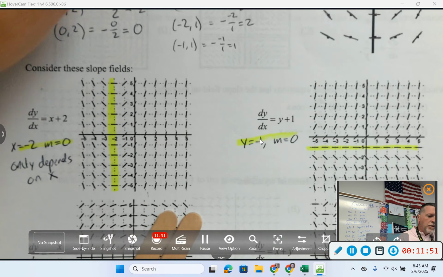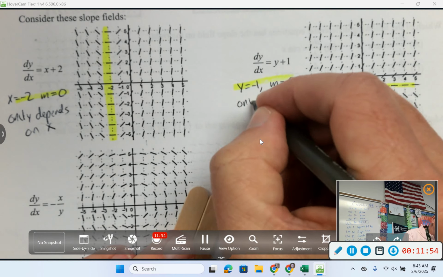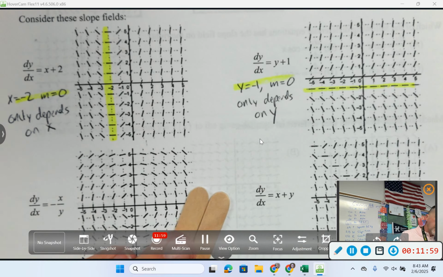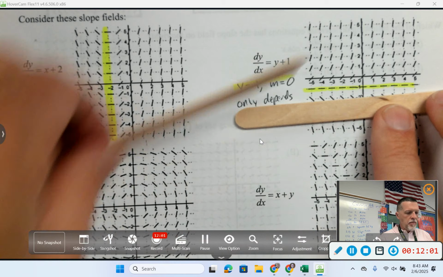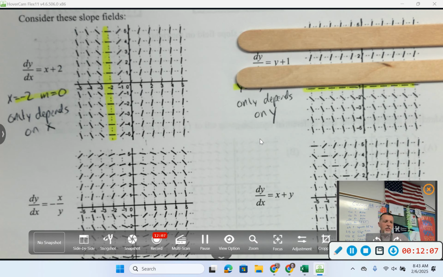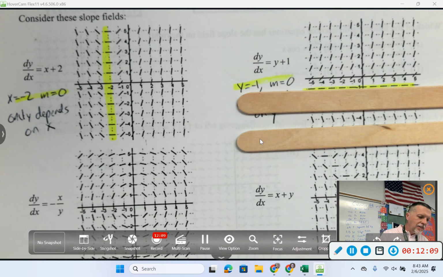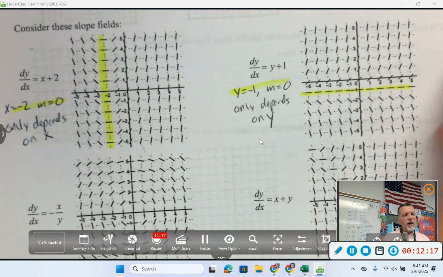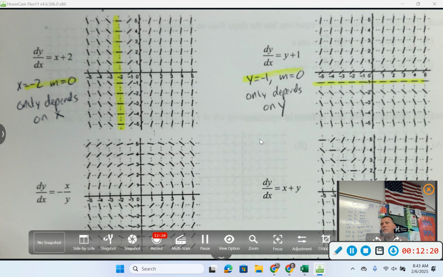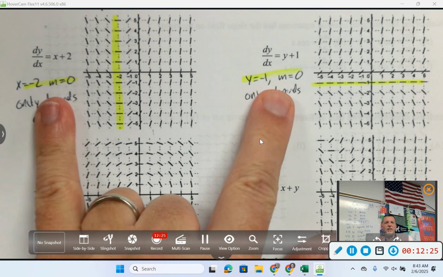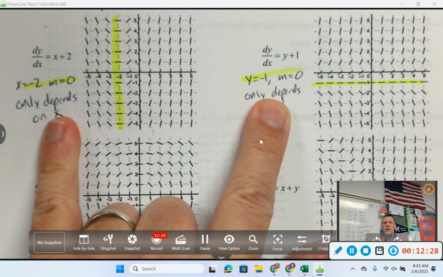And then a similar thing can be said for this one, it only depends on y. Kind of the same thing. If you look across, so as x changes, the slope doesn't change. You pick any y line and the slope is the same all the way across. But if you look up and down, well, it changes because it depends on y. So that's 2 of the main ways to help match up slope fields: where is it 0, because usually that's an easy thing to figure out, and also, what does it depend on?